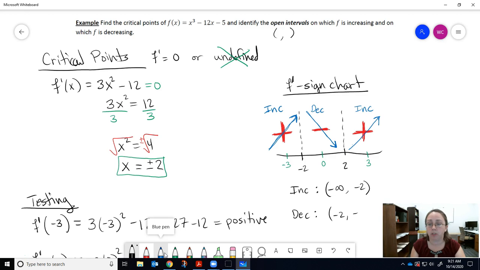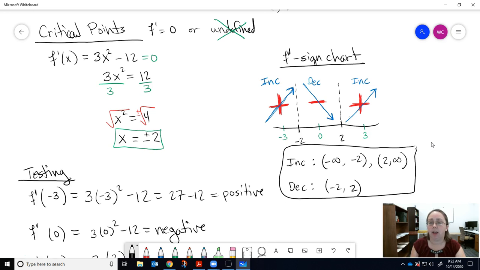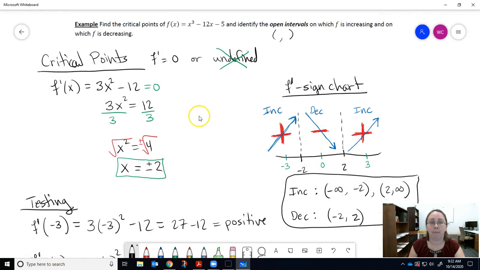Don't use your test points, use the critical points when you create your intervals. And the last section, we're again increasing, so I put a comma. My lab might want a union, I don't recall, but comma will work for our purposes right now. So let's see, from 2 to infinity, we're increasing. So this would be the intervals and a determination of what is happening, increasing or decreasing. And that answers the question.